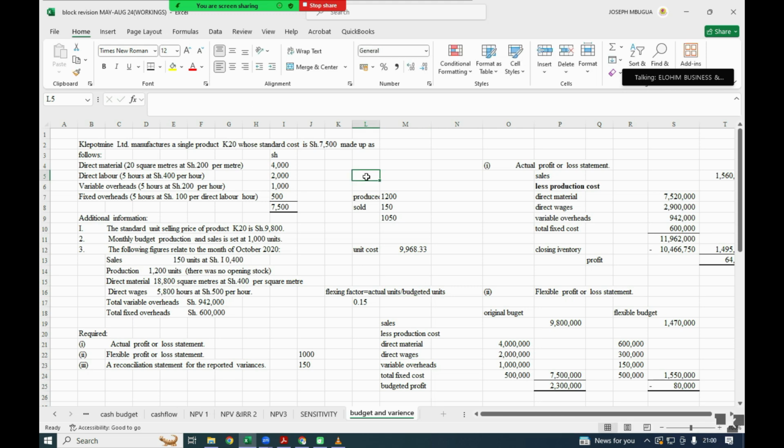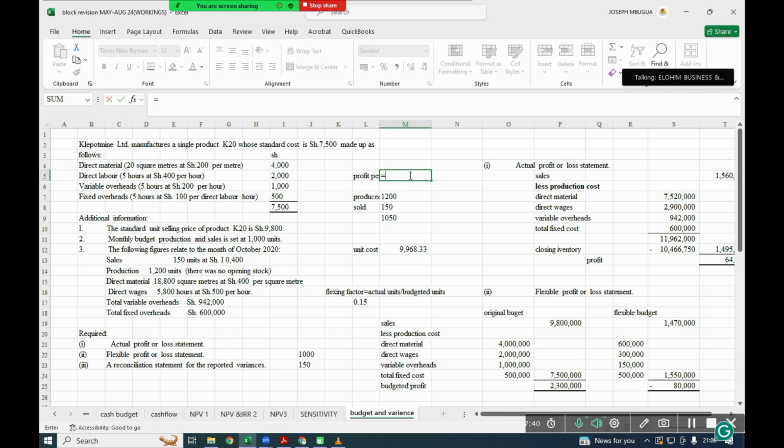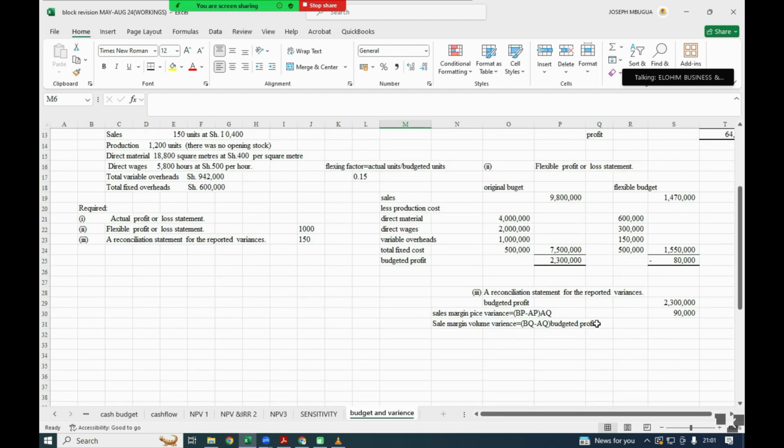That's why their standard cost per unit was 7,500, meaning that the profit per one unit is supposed to be the 9.8, what we had budgeted to sell at, minus 7.5, the budgeted cost per unit. For one unit, they are making 2,300. So you're getting 2.3 as your profit per unit.